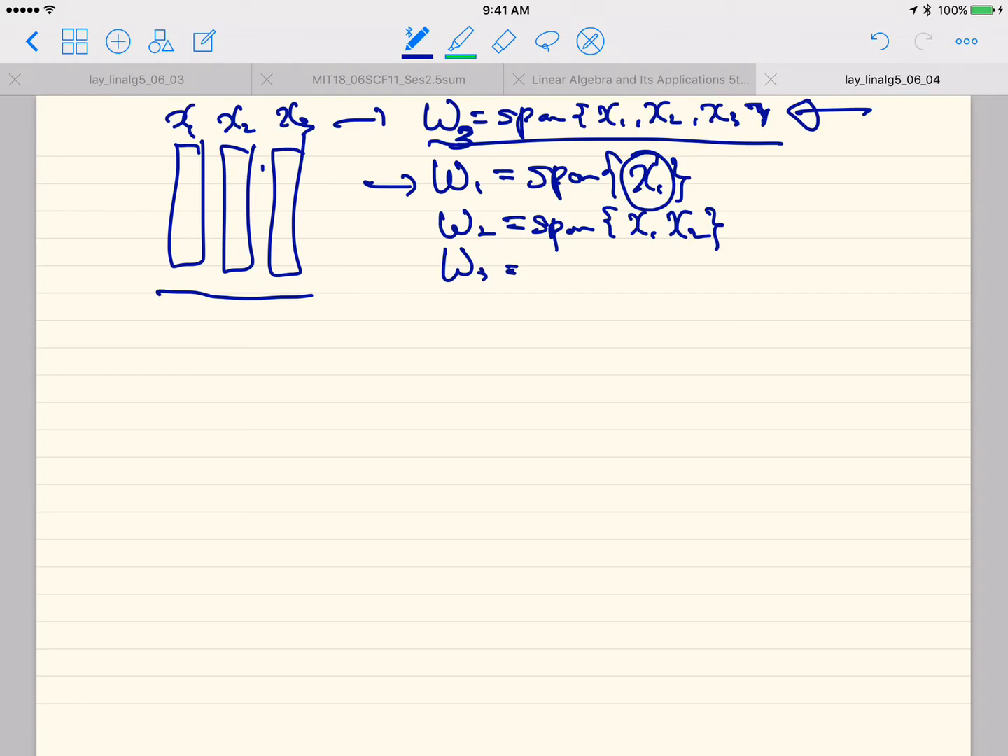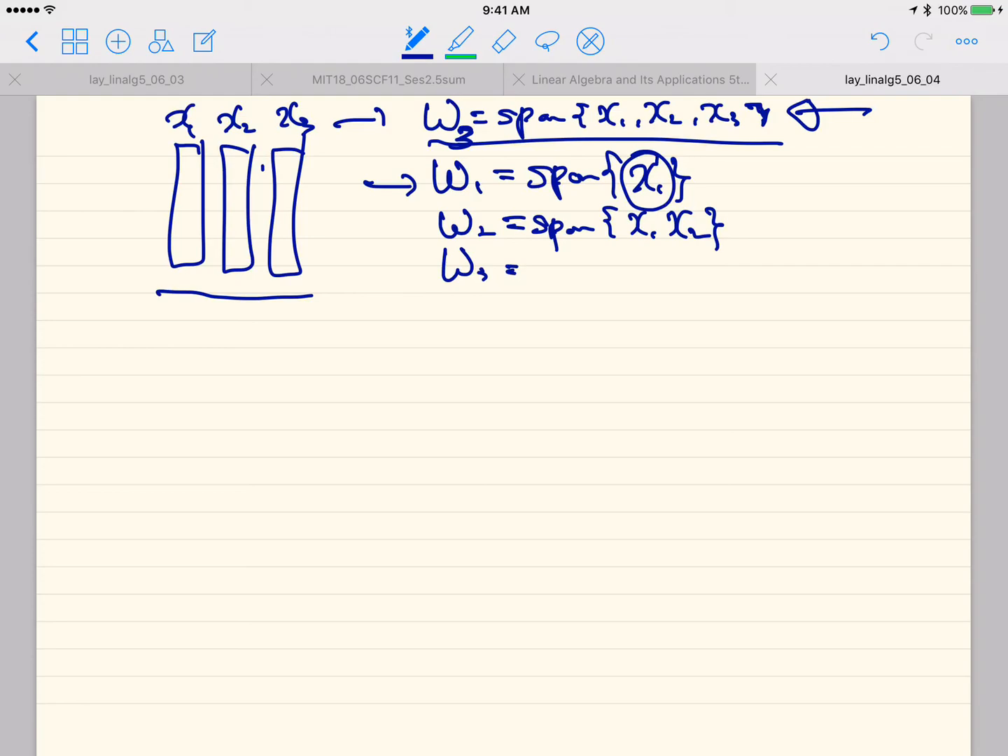And then we now consider the second vector, our x2, and we remove the component that is explained by the previous subspace W1.